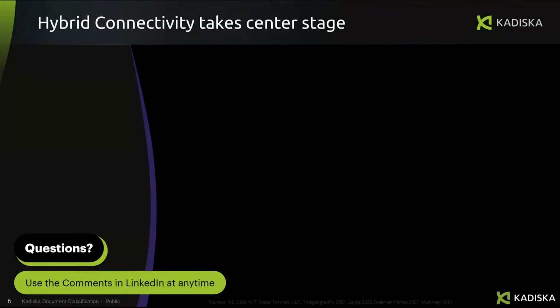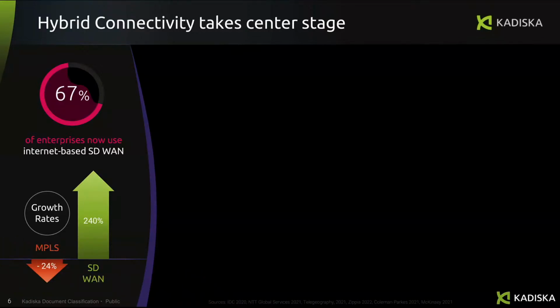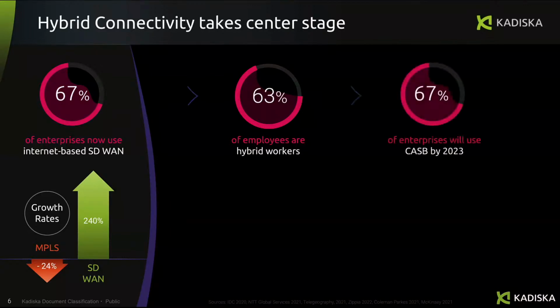SD WAN is starting to really take off as an important trend. Now we see 2/3 of enterprises using SD WAN for their critical business traffic. The SD WAN is largely replacing the MPLS fixed private connectivity. This is driven by a few factors. One is that there are more employees working from home, and SD WAN is easier to deploy across larger areas and closer to the end user.